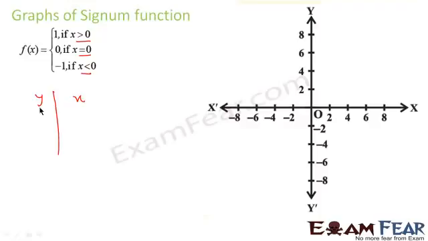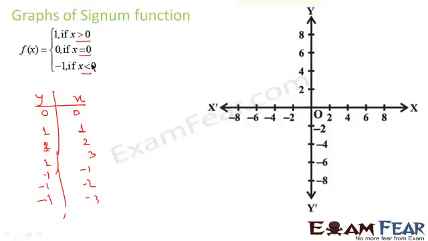So if you give 0 as input, you get 0. If you give 1 as input, you get 1. If you give 2 as input, you get 1. If you give 3 as input, you get 1. Similarly, if you give -1 as input, you get -1. -2, again your output is -1. You give -3 as the input, you get -1 as the output. Because it says for any number less than 0, it is -1.